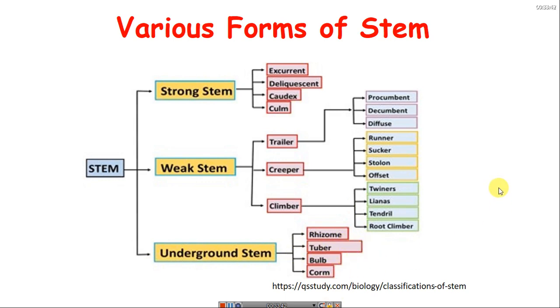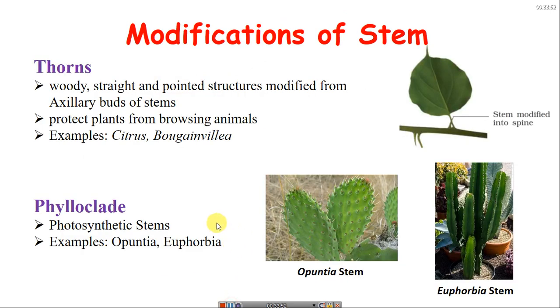Still there are a few types that we haven't covered. Now we will look into all those types which also need a mention. So let us have a look at certain other modifications of the stems. Sometimes stems get modified into a thorn, right, or spine. So these are woody, straight and pointed structures that get modified from stem and arise in the axillary buds of the stem. So these are the axillary buds that become modified into the thorn.